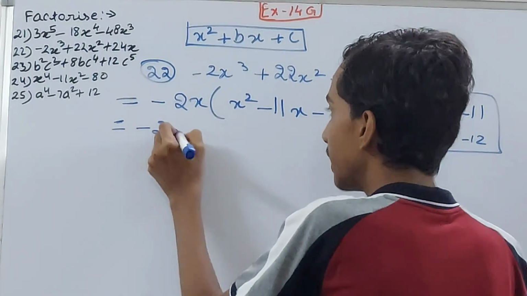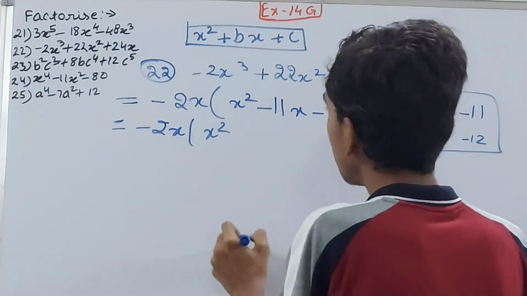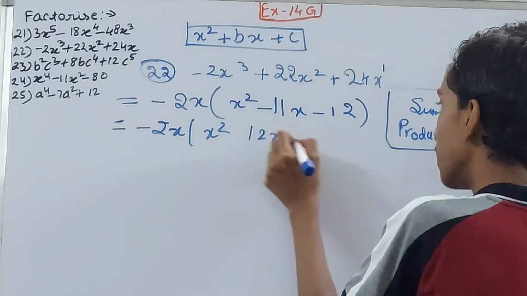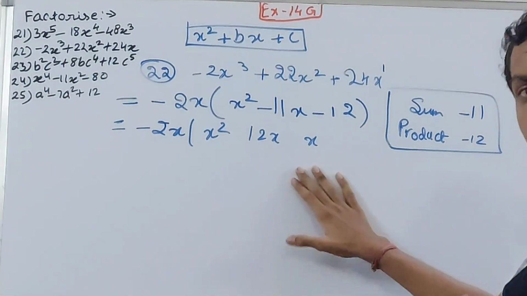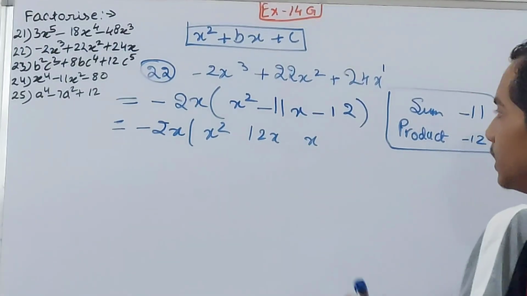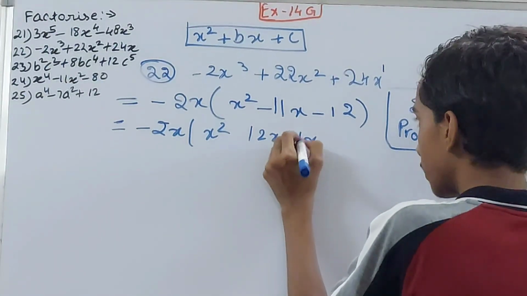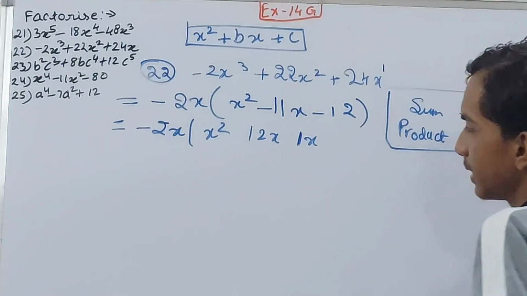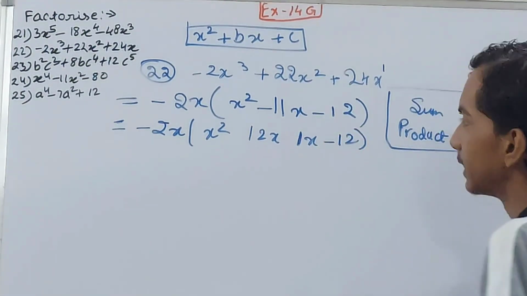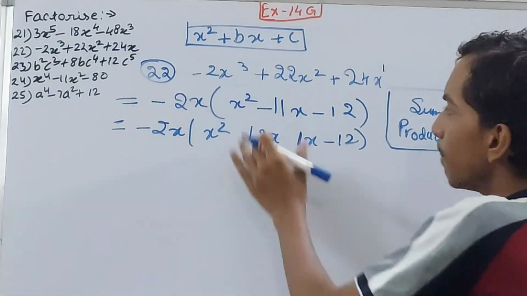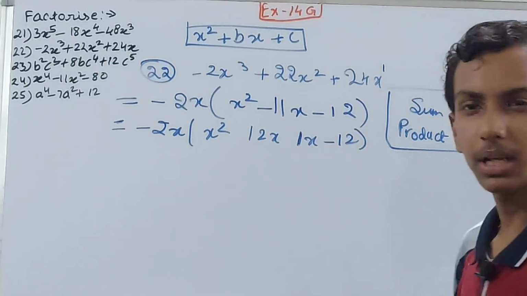See, minus 2x you can take here, x square you can take here. We are taking one factor as 12, one factor as 1. So you can write simply x. It is okay, it is understood, it is having 1 with it. Now see, for your convenience, I am writing 1 also here, okay? And the rest of this question we will write as it is. Now see carefully, I want minus 11, I have 12 and plus 1.